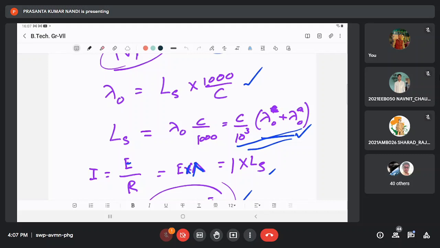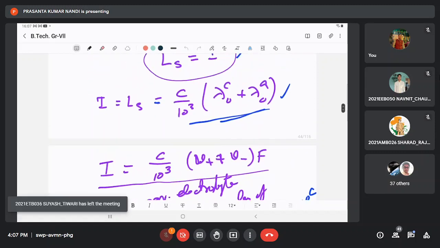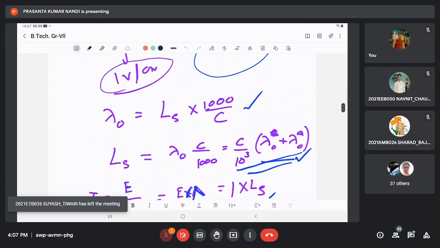Meanwhile, if you have any doubts, all these things you can find in the textbook of physical chemistry. The symbols that I used here are also available there. So this is the procedure. Carefully go through this.